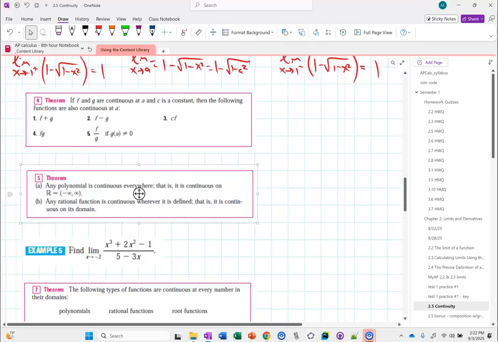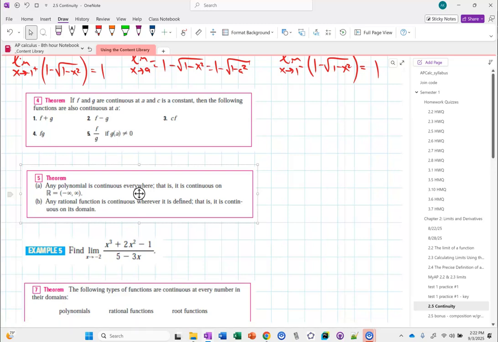Theorem 5 says any polynomial is continuous everywhere across its entire domain. It's continuous for all real numbers. You knew that. Any rational function is continuous wherever it is defined, i.e. it's continuous across its domain. So if I have 1 over x, that's continuous from -infinity to 0, and then from 0 to positive infinity. Everywhere except where that asymptote is. Does that make sense? Even better!